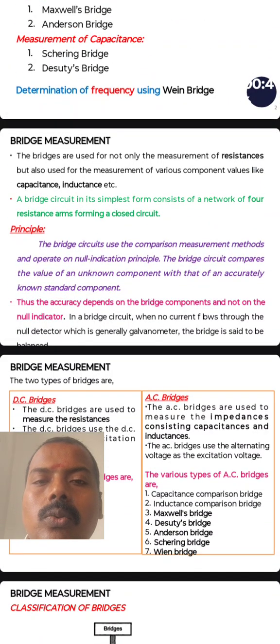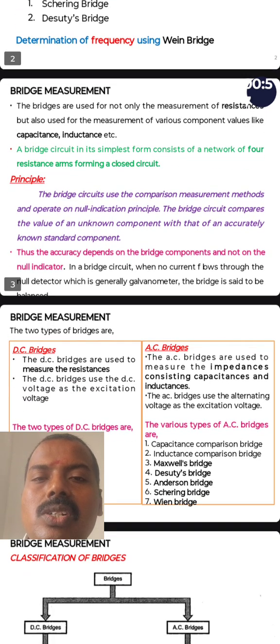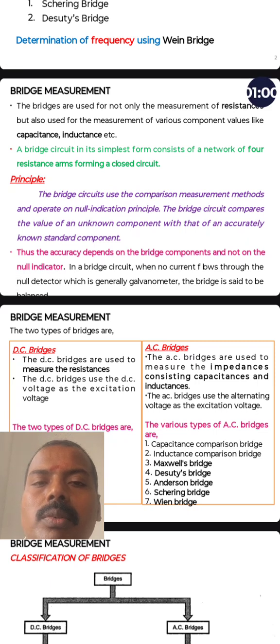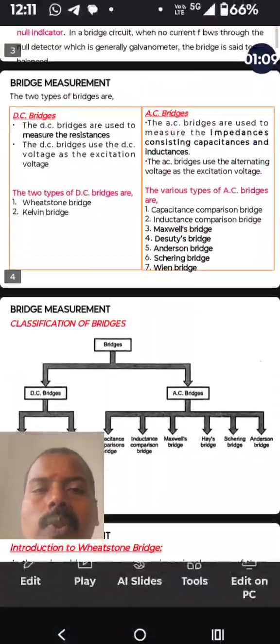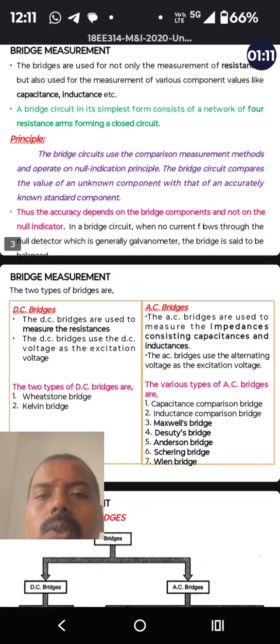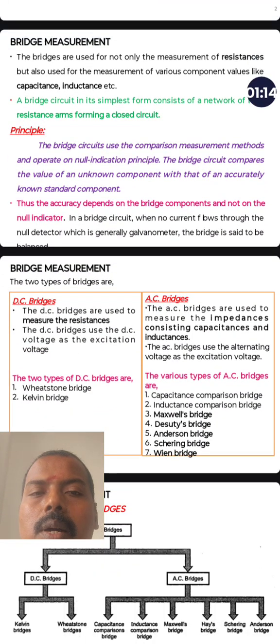So why is bridge measurement necessary? It is used not only for the measurement of resistance but also for measuring various component values like capacitance and inductance, etc. The bridge circuit in its simplest form consists of a network of four resistance arms forming a closed circuit. The principle of measurement is a comparison method and operates on the null indication principle. The bridge circuit compares the value of an unknown component with an accurate, I mean the standard, component.